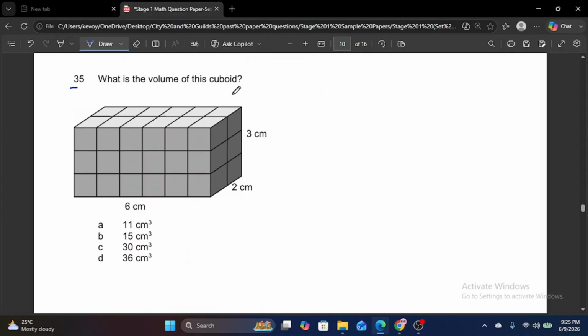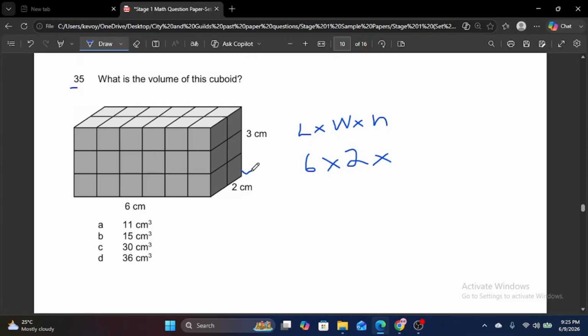Let's look at question 35. What is the volume of this cuboid? So the volume of the cuboid is going to be your length times your width times your height. That means that my length for the rectangle right here is going to be 6. So that's going to be 6 times the width of the rectangle, which is 2, and then our height is going to be 3.